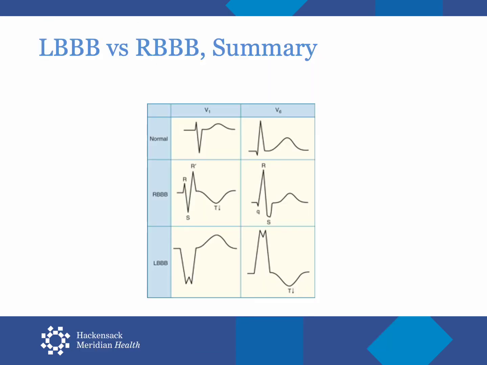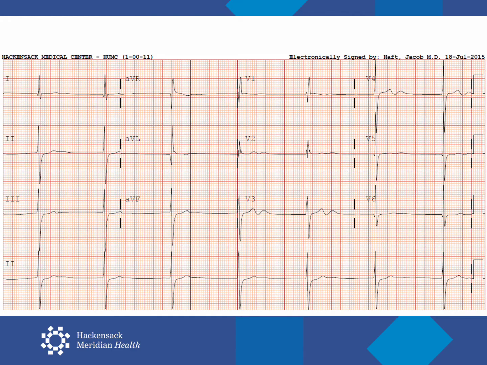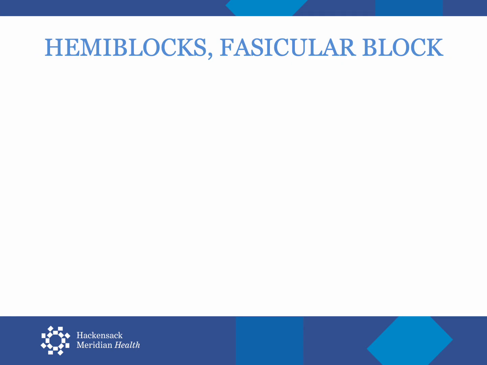Once again, a brief visual review of the typical abnormalities seen in both right bundle and left bundle branch blocks. Take a moment to review the normal tracing, the right bundle branch block, and the typical left bundle branch block. This is a right bundle branch block pattern, and this is also a right bundle branch block pattern. Now we're going to touch briefly on what are called hemiblocks or fascicular blocks.